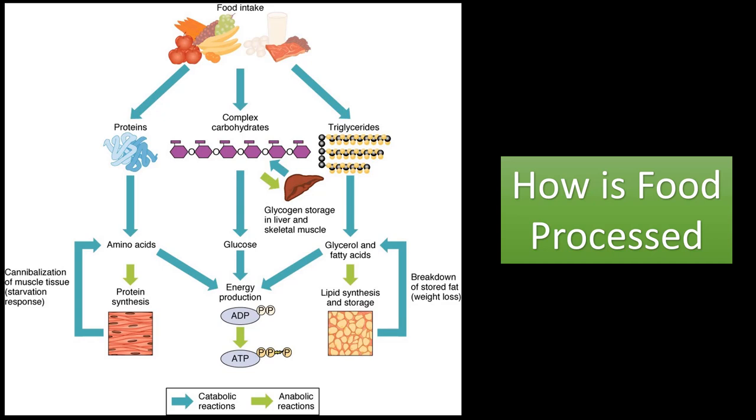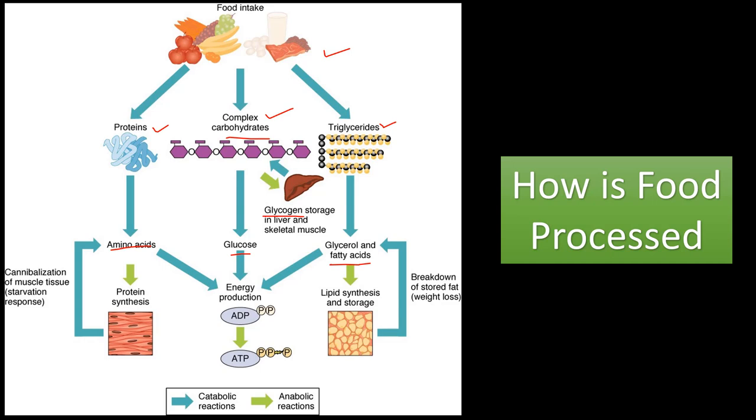Let's understand that the food we take in contains protein, complex carbohydrates and triglycerides. When we talk about proteins, after digestion they give us amino acids. From carbohydrates, we get glucose, and from triglycerides, we get fatty acids and glycerol. Whenever you have an excess amount of carbohydrates, they are typically stored in the form of glycogen in the liver.